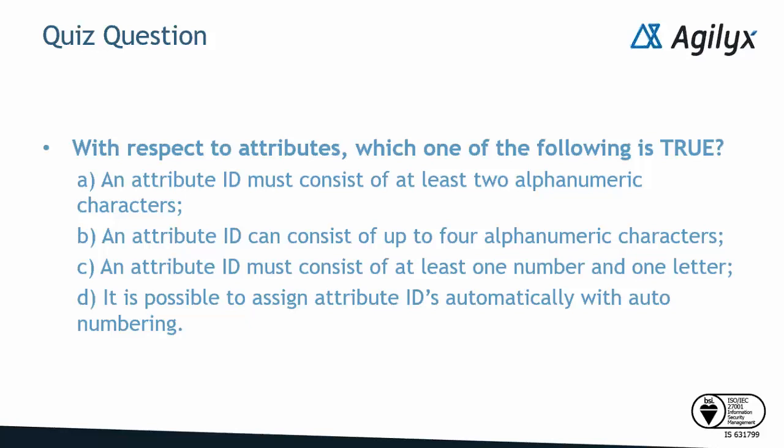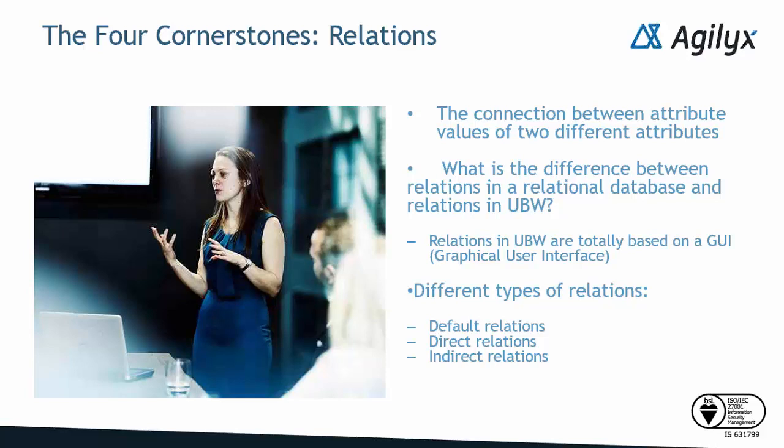Okay, so the answer is, the attribute ID in the application consists of up to 4 alphanumeric characters. You could have only numeric, you could have only alphabets, you could have alphanumeric. So it's up to you guys. So that's the answer for the question.